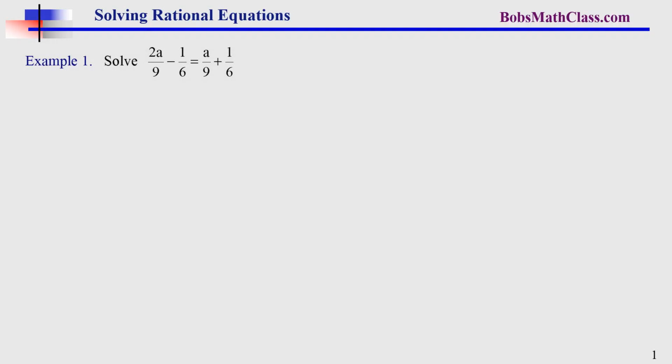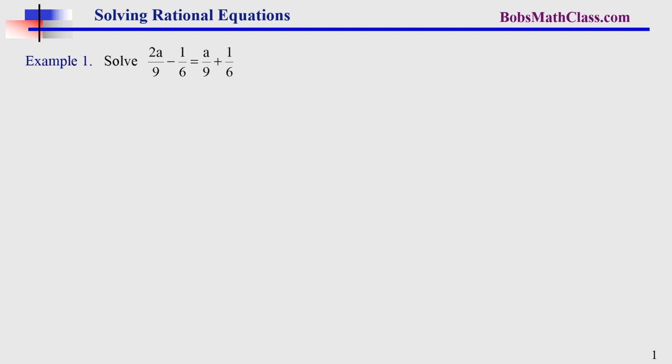So this video is on solving rational equations. Let's go ahead and start off with an example. We've actually done this before. 2a over 9 minus 1 over 6 equals a over 9 plus 1 over 6. So we have an equation that has fractions, right? What do we do when we have an equation that has fractions?